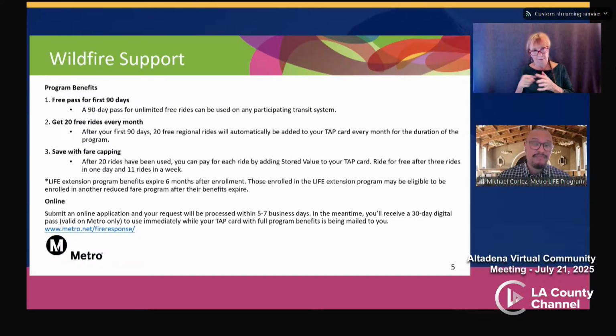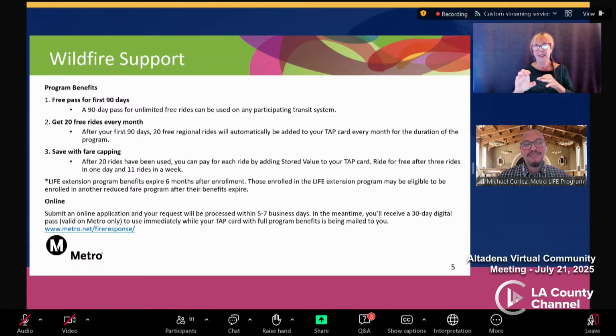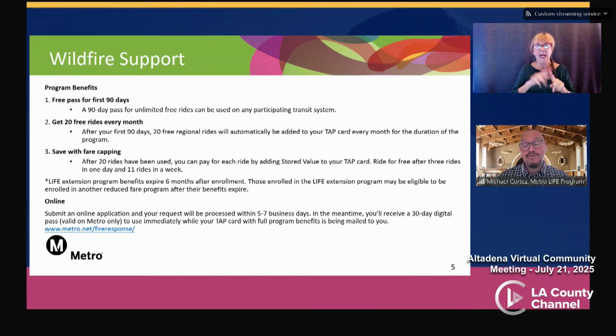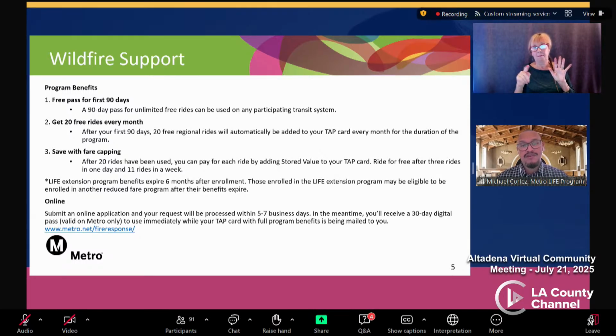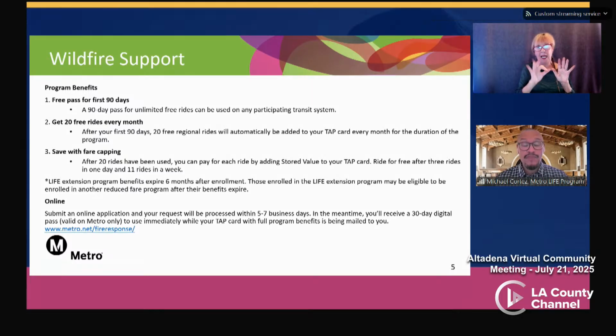We're currently accepting folks into the program. If you're not already on it, as Supervisor Barger mentioned, it's going to the Metro Board on Thursday to extend it all the way to December, but that shouldn't discourage you from applying. We want you to apply. You just go to metro.net/fireresponse, or just go to the metro.net website and look for it, and you can get directed to the page to enroll.